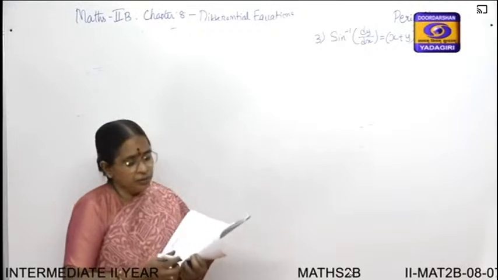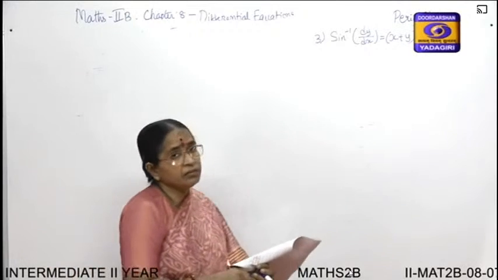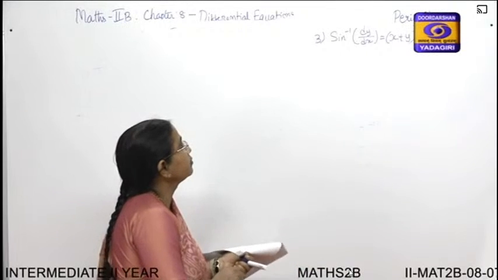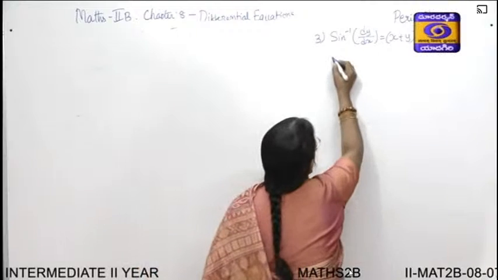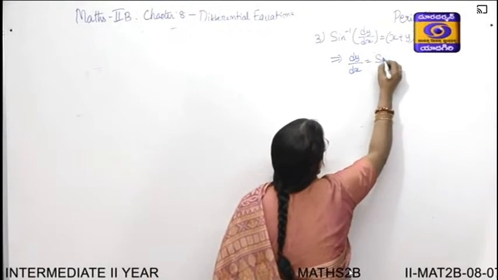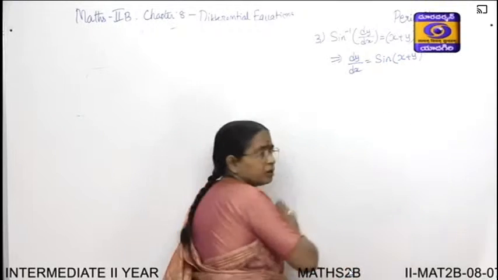So here what you do is, dy by dx, it is not in the standard formula, sin inverse is there. So take sin inverse to that side. Then it becomes dy by dx is equal to sin of x plus y. Now can you separate the variables? No, it is not possible.